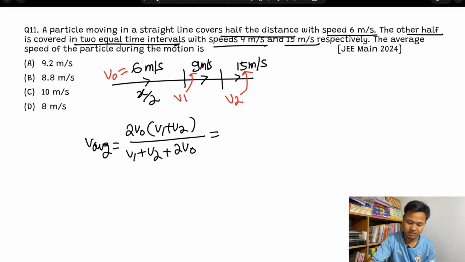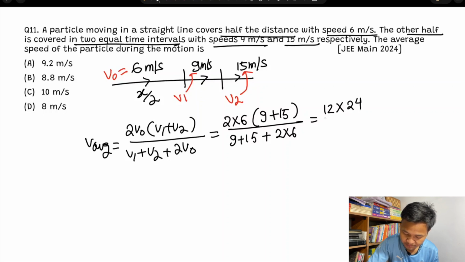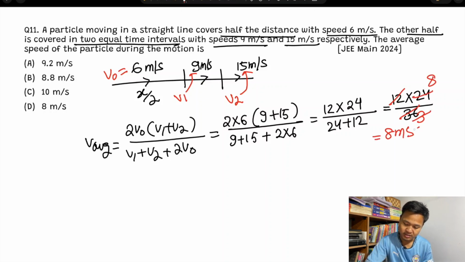Now we put in the values: 2 into 6 into 9 plus 15, divided by 9 plus 15 plus 2 into 6. So how much is this? 9 plus 15 is 24, and 2 into 6 is 12. So 12 into 24 divided by 36. Cancelling, 12 into 24 over 36 gives 12 into 2 over 3, which is 8. So the answer is 8 meters per second.